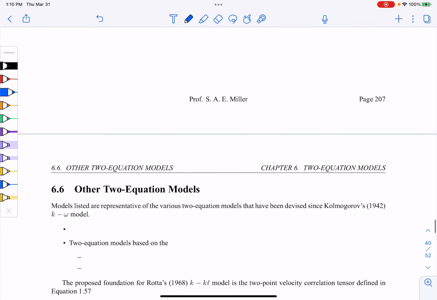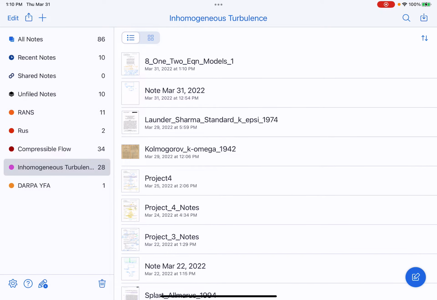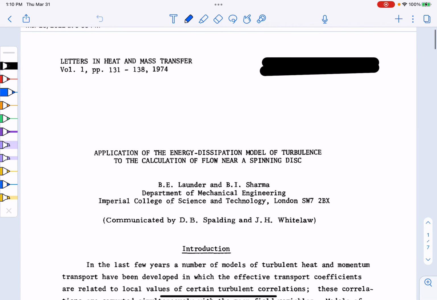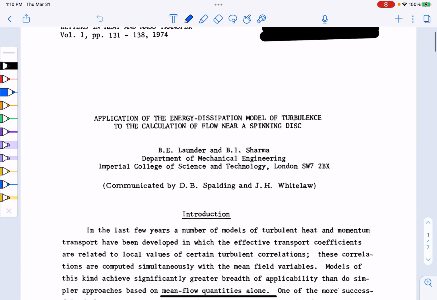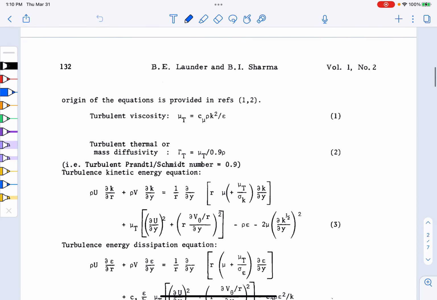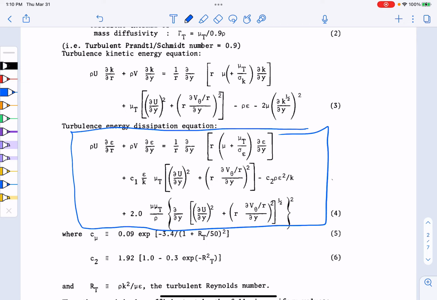Let's go and look at his paper briefly. So let's see, Launder Sharma. So there it is. Letters in Heat and Mass Transfer, very short, roughly 7-page paper. And this is just repeating exactly what I said. This is the equation I didn't have typeset in your notes, or my notes, but it should be correct on your page. You see it's pretty big. And this is in a cylindrical form. Why? Because they're looking at this rotating device.